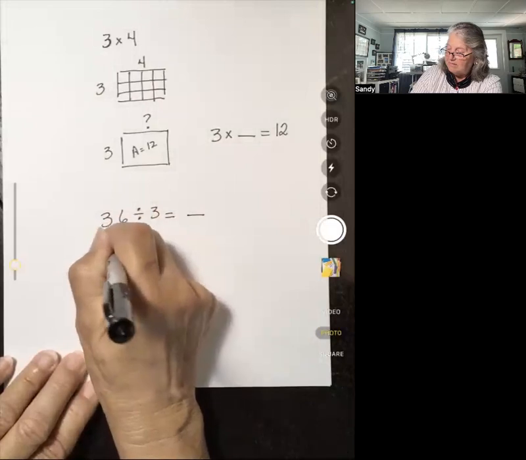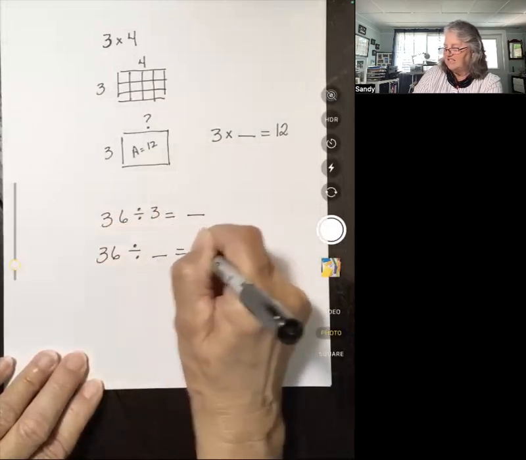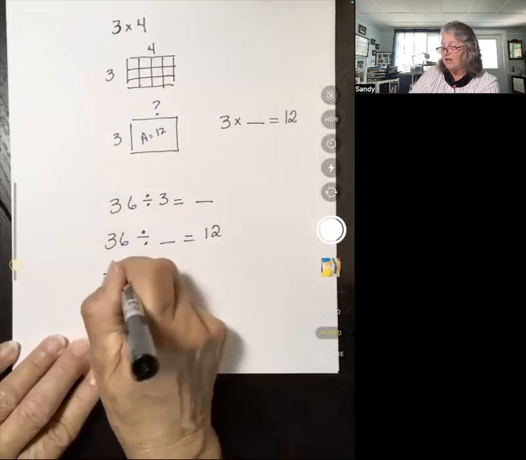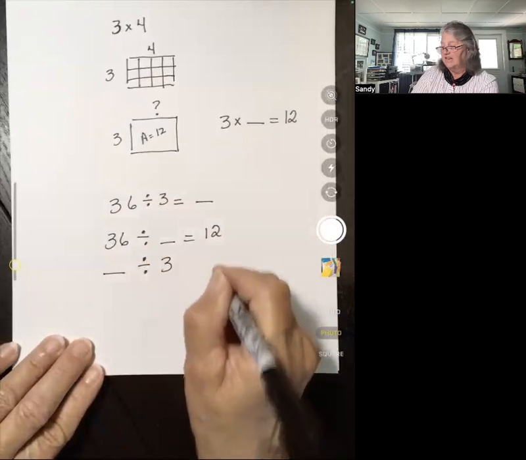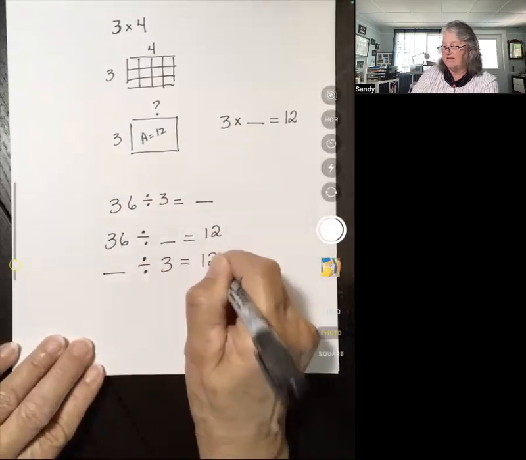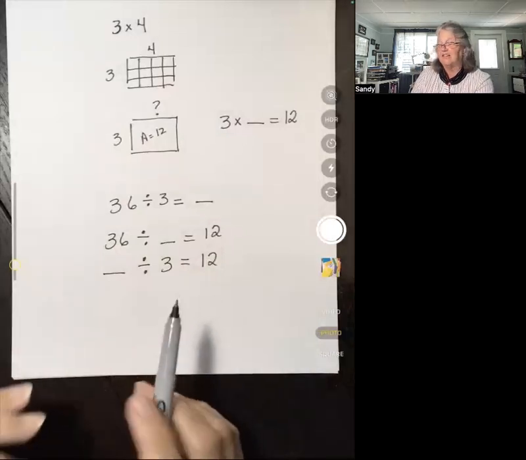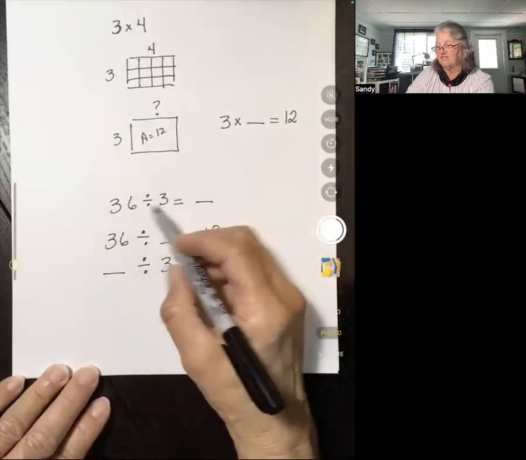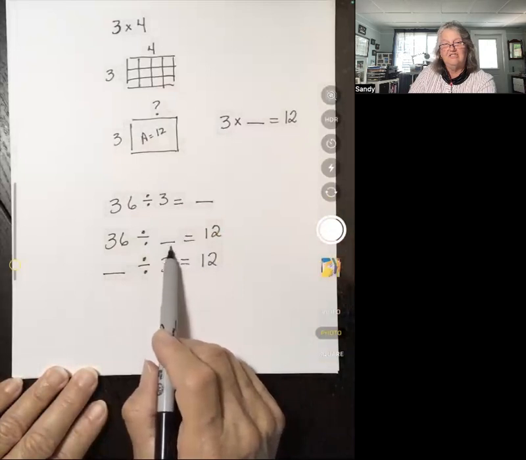Sometimes your children may be asked, well, how many groups did I divide it into to have 12 in each group? Or I took a quantity, I separated it into 3 equal groups, and I ended up with 12 in each group. How many did I start with? And there will be story problems around that. This is called result unknown. I'm trying to figure out the result of dividing. This is called change unknown.